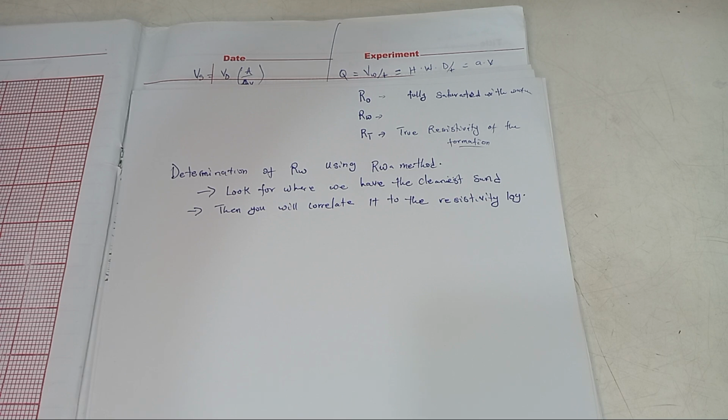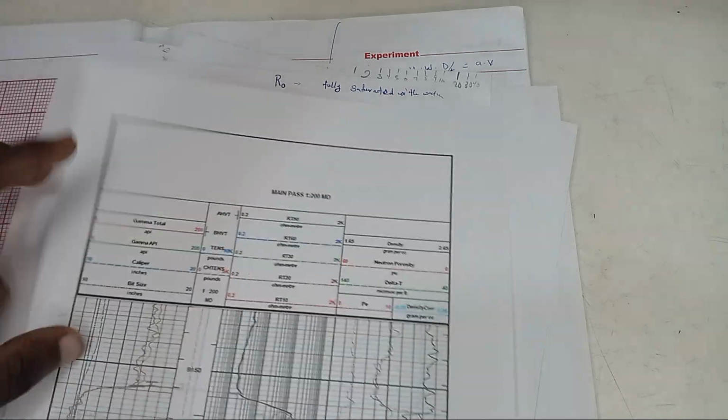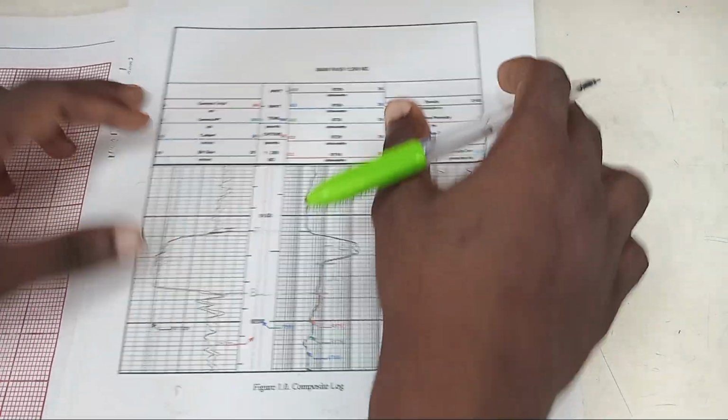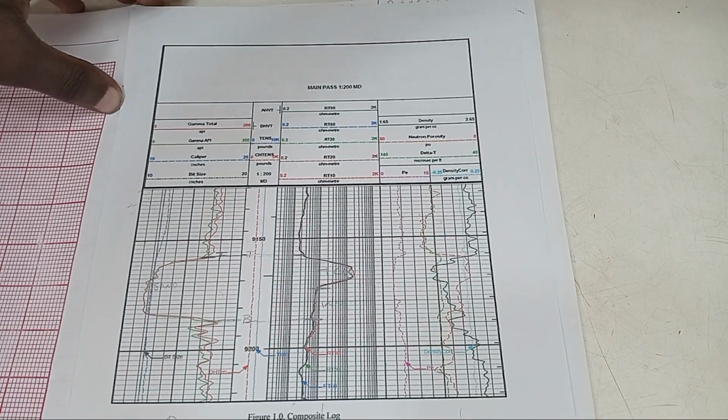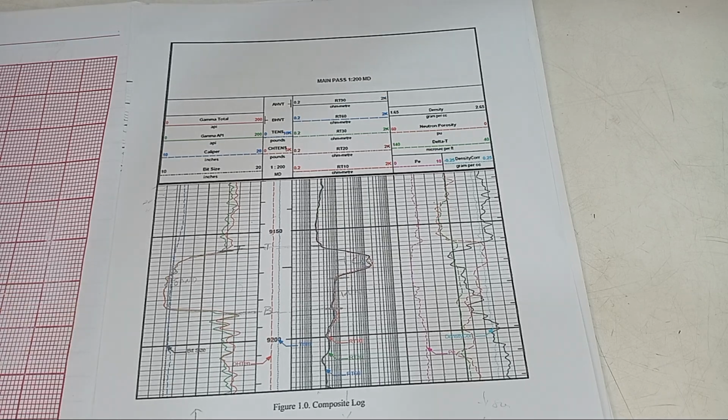Now, let's start by finding our Rw, our activity. So let's get back to our log. This is actually very long, right? Okay, let's go back to our log. And in our log, you can see very well.